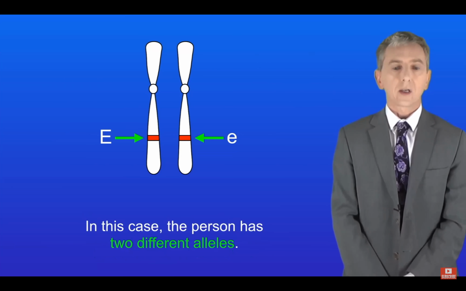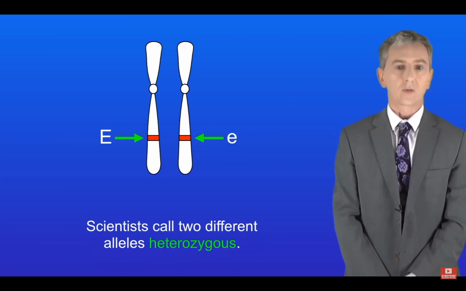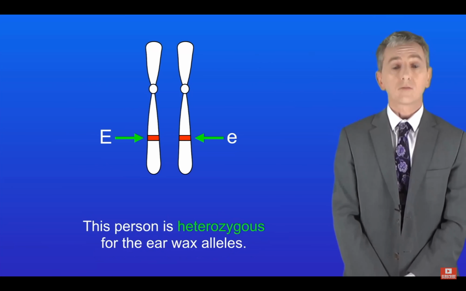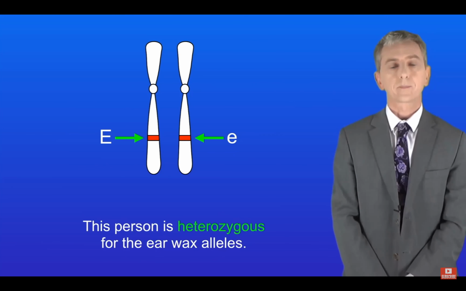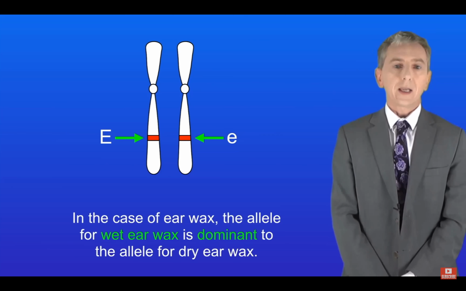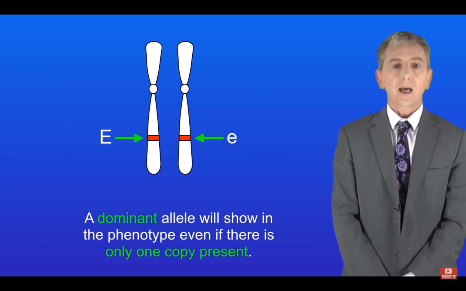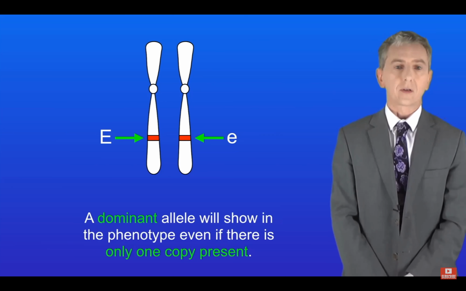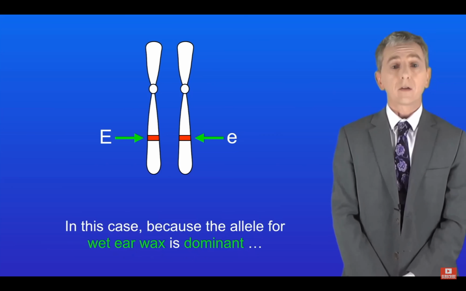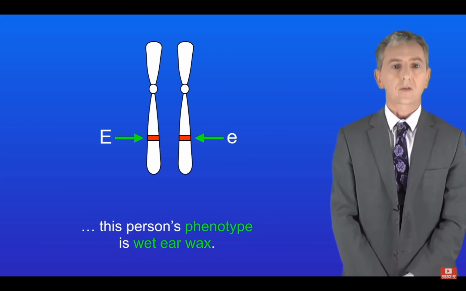Now in this case, the person has two different alleles. Scientists call two different alleles heterozygous. So this person is heterozygous for the earwax alleles. So what phenotype will this person have? Well, in the case of earwax, the allele for wet earwax is dominant to the allele for dry earwax. A dominant allele will show in the phenotype even if there's only one copy present. So in this case, because the allele for wet earwax is dominant, this person's phenotype is wet earwax.